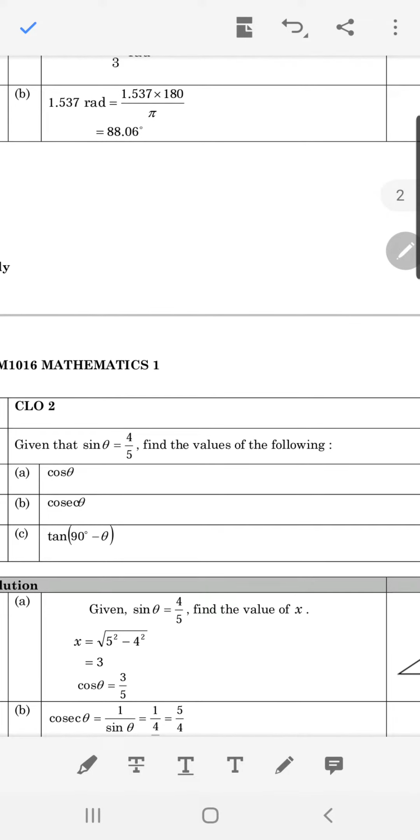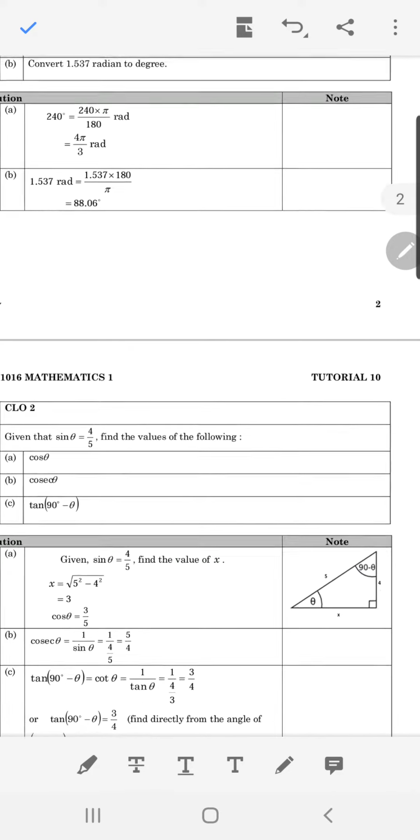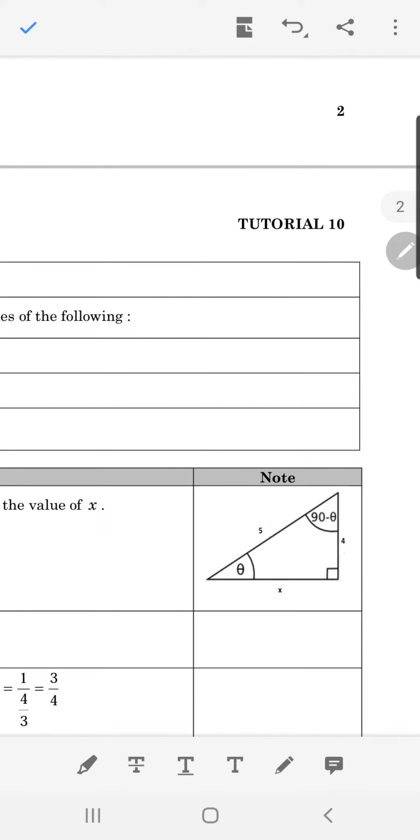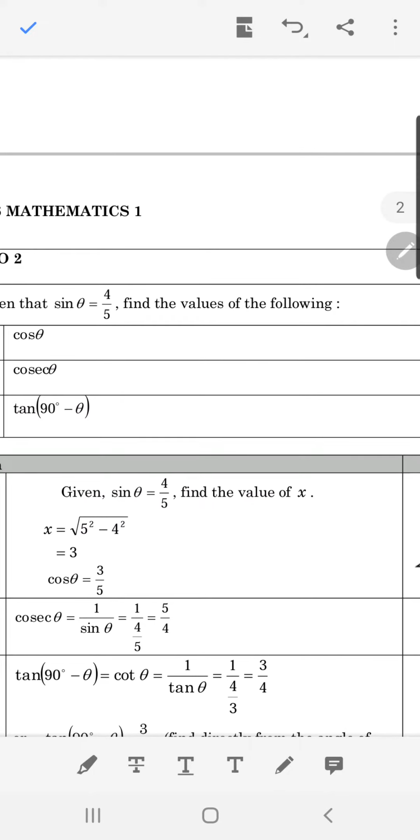So the third question, you need to use a special right angle triangle. No, sorry, this one you should use a right angle triangle. By using the right angle triangle, you manage to get all the sides, then you are able to get all the points. So the sin triangle gives you opposite is 4, hypotenuse is 5. So you need to find the adjacent. So the adjacent will be 3.